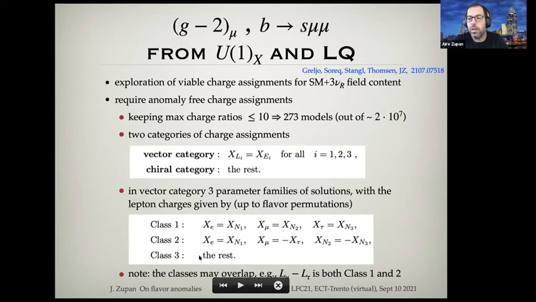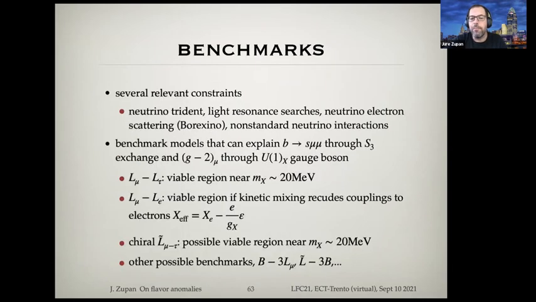There's also class 3 that I didn't put there, two vector-like charge assignments that don't fall into this category. And then in this case, the charged left-handed and the right-handed charges are not the same. There are about 10 of the remaining models. All right. So maybe it's a few benchmarks.